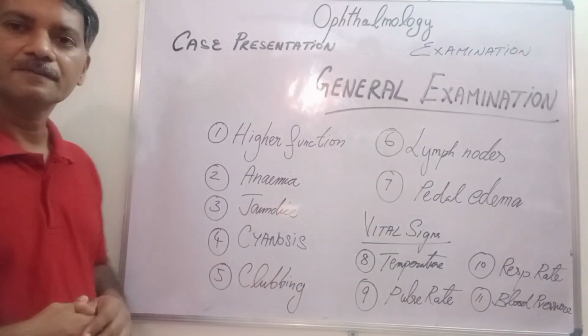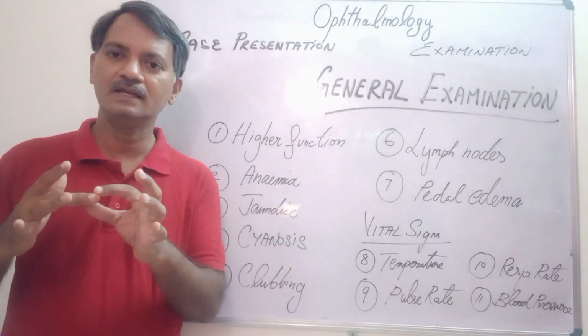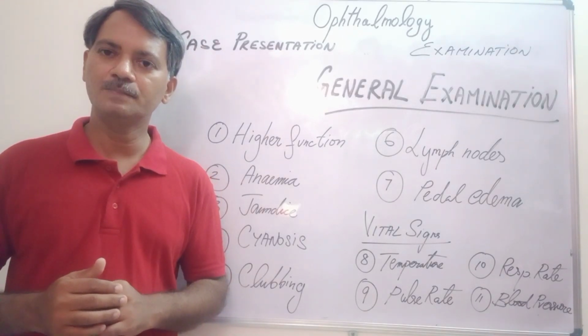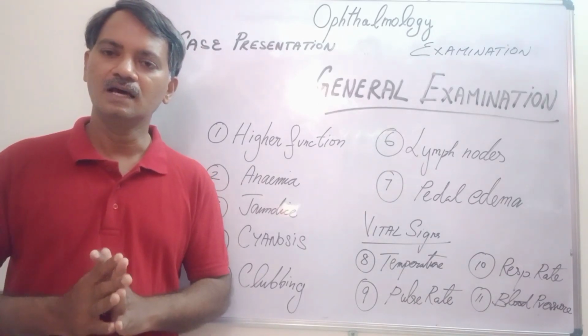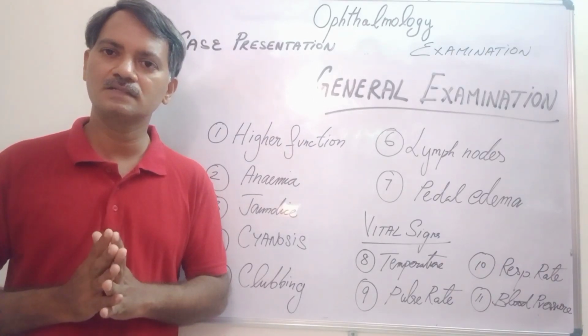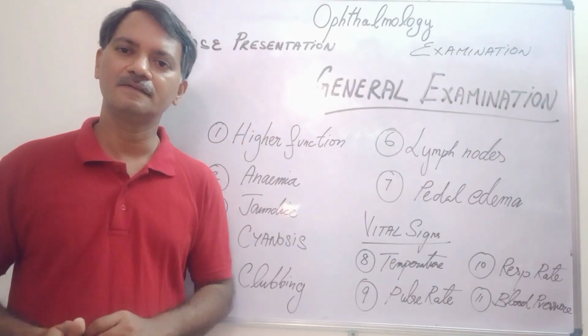Next is clubbing. Clubbing is a drumstick-like appearance of the nails. This is classically present in cardiac illness and respiratory illness. It is present in liver disease. So it has to be observed only in the nail.